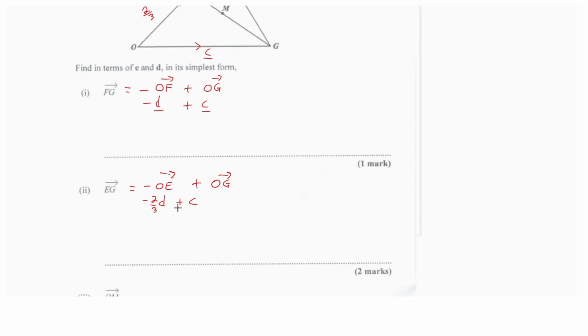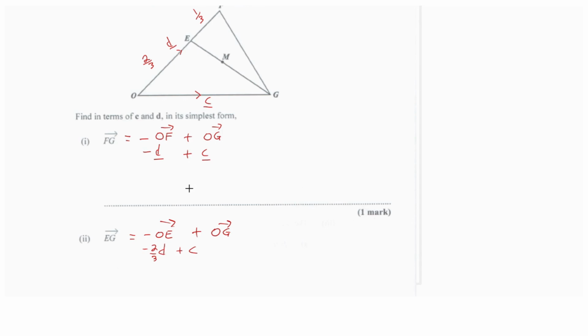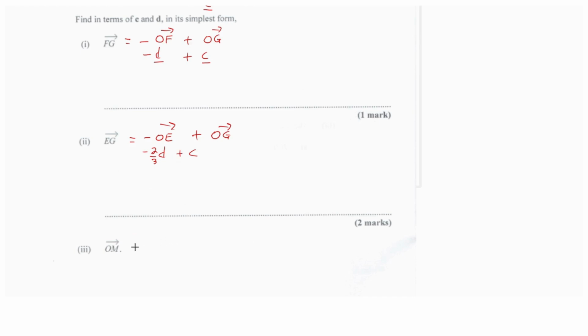Okay, so we need to find OM. So let's mark OM on the diagram here. So OM, and that would be our new resultant vector. So let's put our resultant on that. OM. That's our resultant. So OE plus EM. So let's write that. OM is equal to OE plus EM.